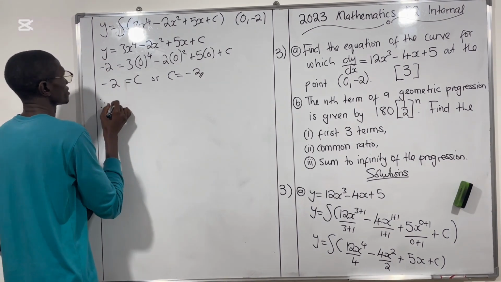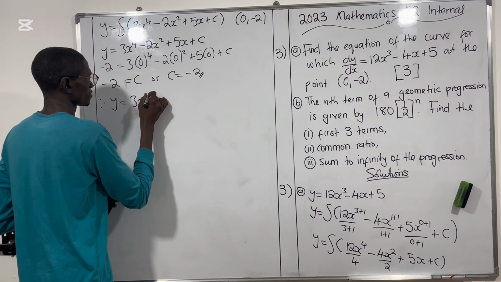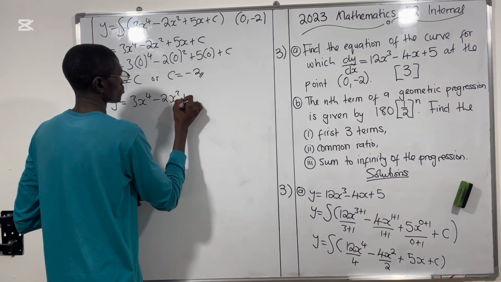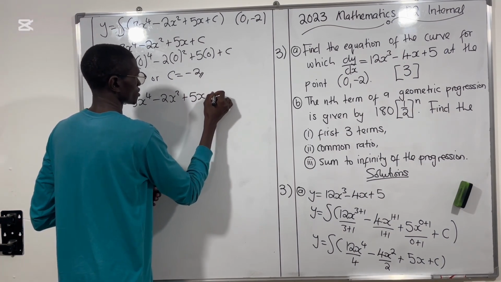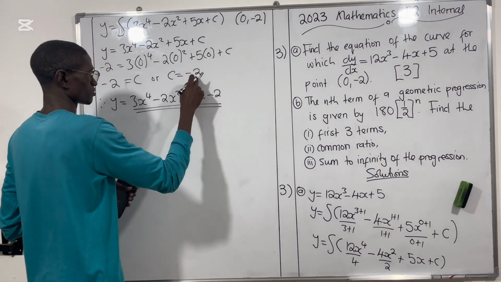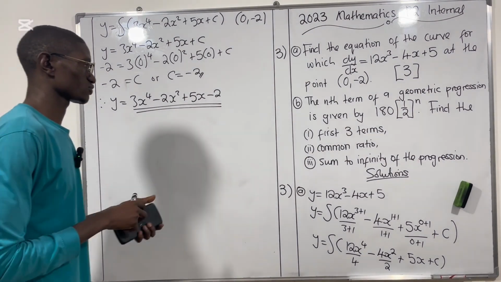Therefore, the equation of the curve at the point (0, -2) is going to be this one here, where we've plugged in the actual value for the constant, and you are done. So that's how you solve that question.